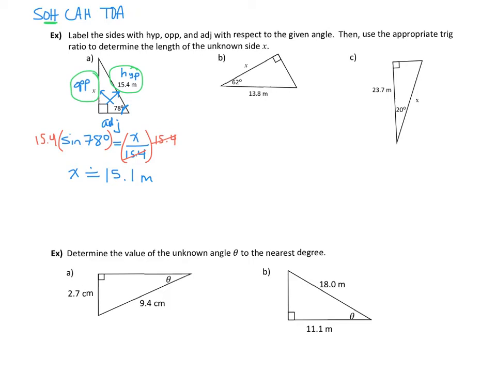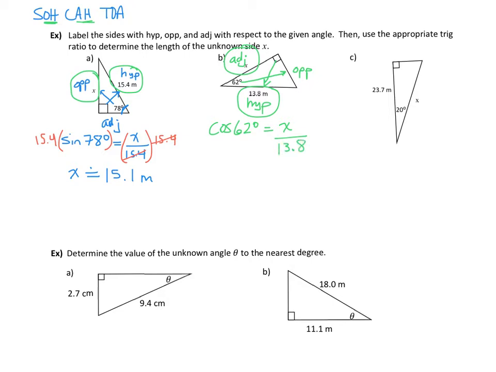All right, looking at the next one, we are given the hypotenuse, and across from the given angle would be our opposite side, which we don't know, nor do we really care about. The x is the adjacent. So adjacent and hypotenuse, I think we're going to use cosine. Cosine of 62 degrees has to equal x over 13.8. So the adjacent over the hypotenuse.